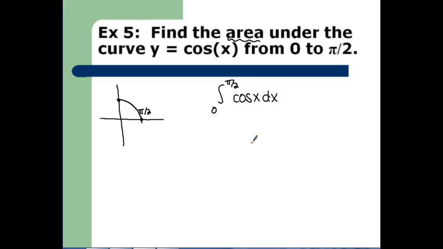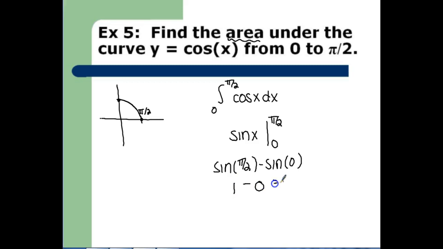The antiderivative of cosine is sine. Evaluate sine at pi halves and 0. So sine of pi halves is 1, sine of 0 is 0, so the area under that curve is 1, and remember, we have units.